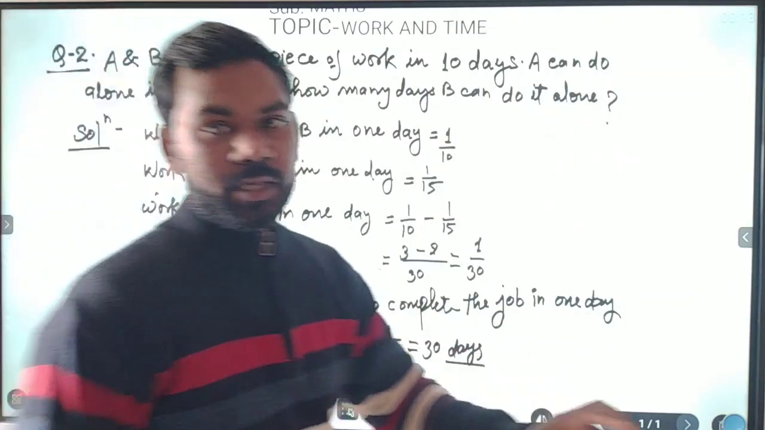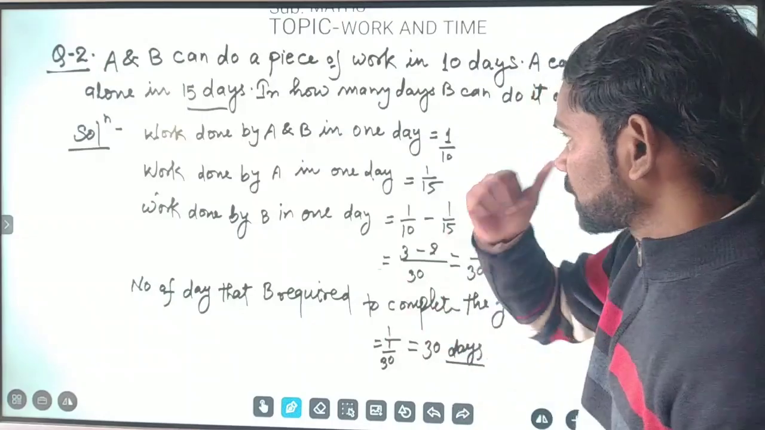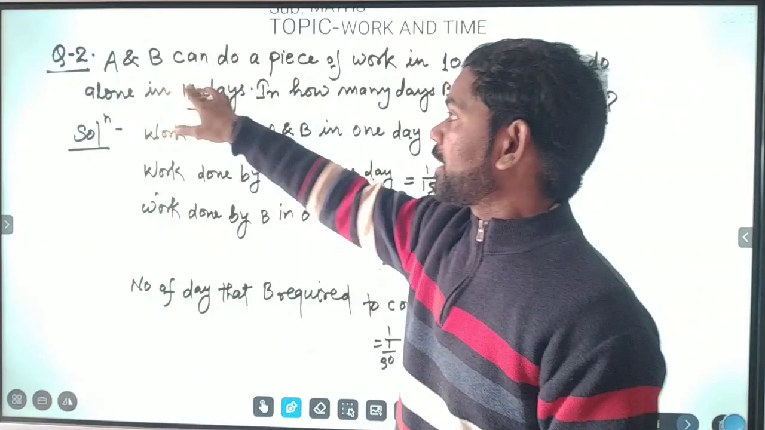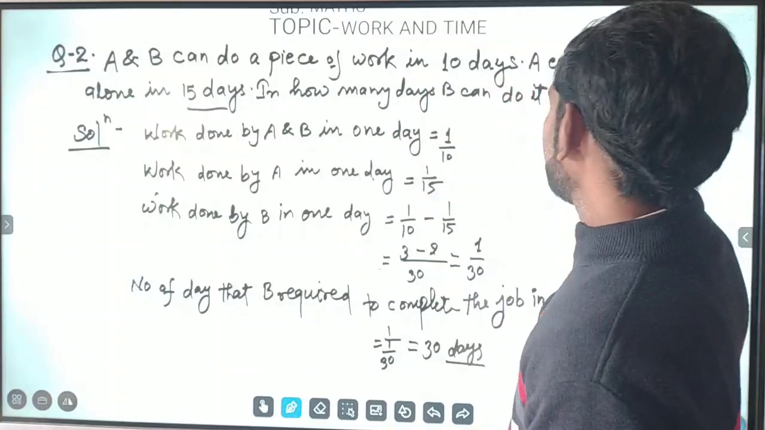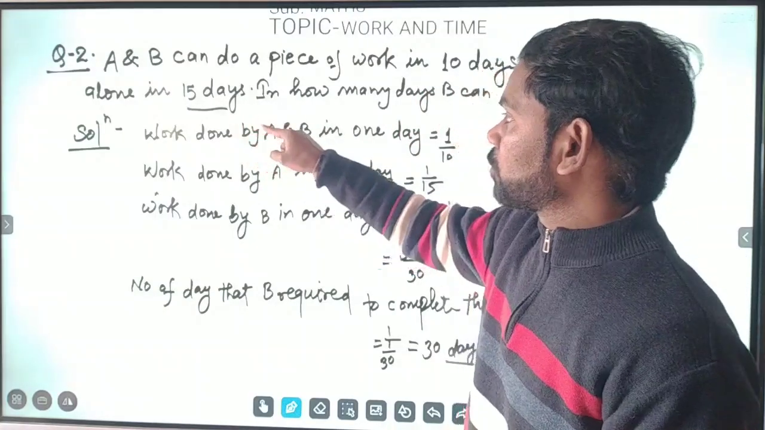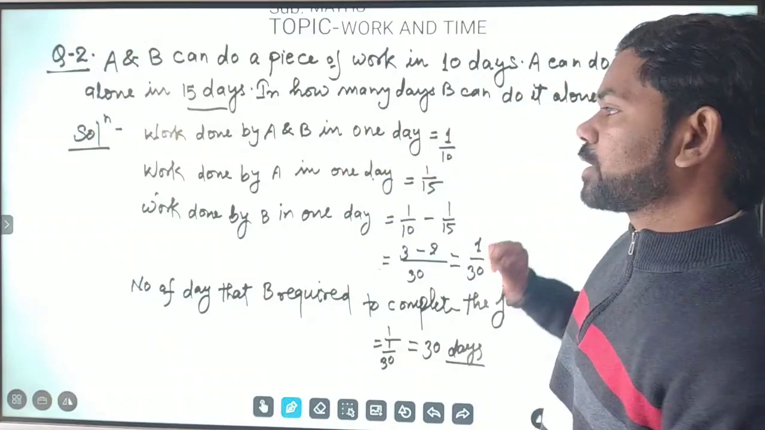I hope it is clear to everyone. Now let's revise the solution once again. Here A and B can do a piece of work in 10 days. A can do the job alone in 15 days. In how many days can B do it alone?